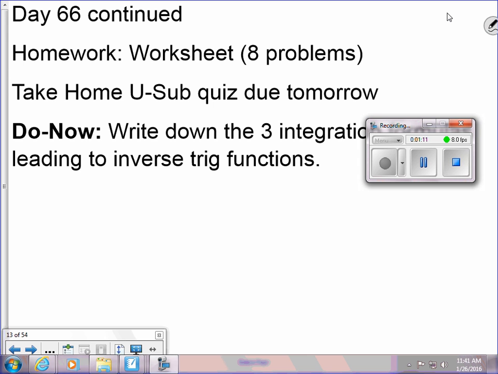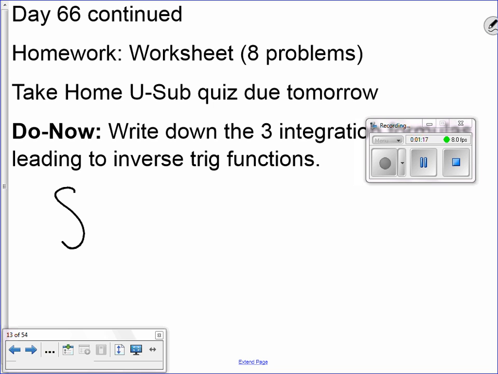All right, so we're getting back to our integration leading to inverse trig. And there are 3 integration formulas that we're going to be using. Can anyone off the top of their head name one of them? To inverse trig, Cameron?